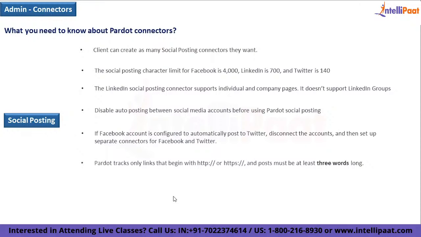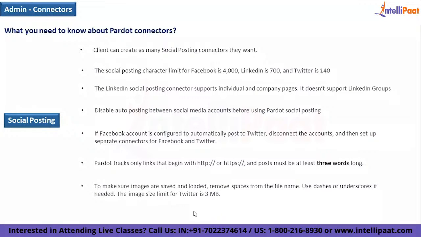Yeah. So Pardot tracks only links that begin with HTTP and HTTPS. So probably your points are very valid now. You have a clear understanding. And whenever you do the posting, there should be a minimum of at least 3 words. And to make sure images are saved and loaded, remove spaces from the file name and use dashes or underscores. So this is the requirement. The image size limit is 3 MB for Twitter. So these are a couple of points we need to keep in mind so that Pardot can do its job.